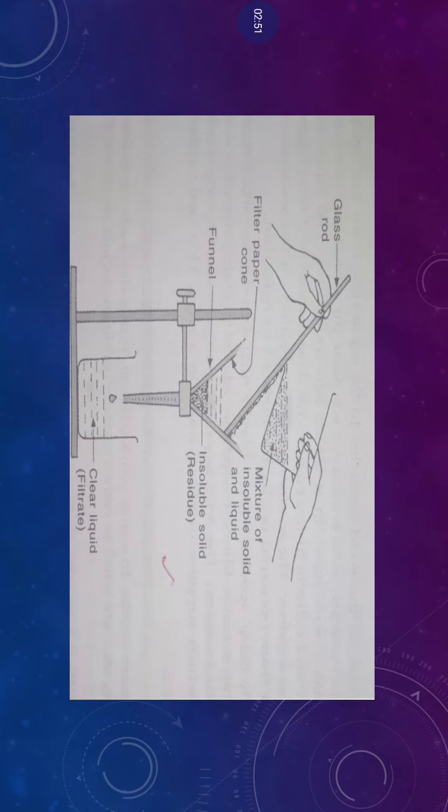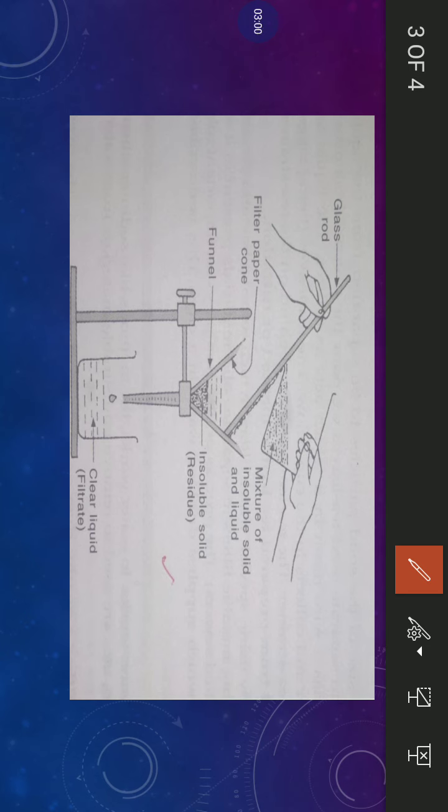This picture shows a typical process of filtration. What is happening here? There is a mixture of insoluble solid and liquid. It can be any mixture, and that mixture is poured inside the funnel which is fitted with filter paper, and this is done with the help of a glass rod.